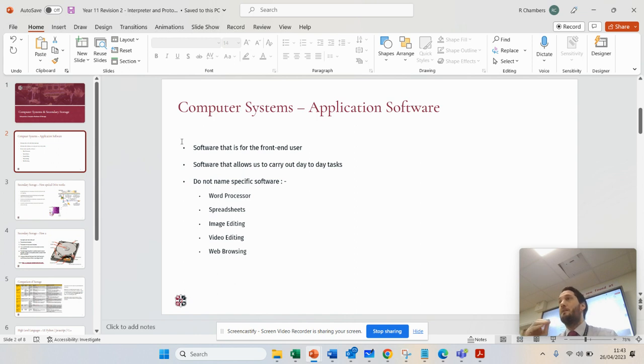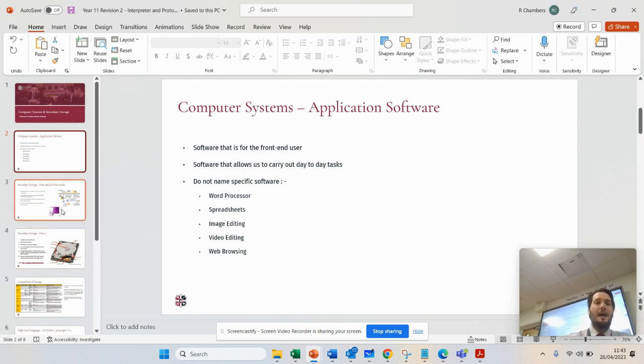But the names of the different pieces of software that you will use include word processors, which is for business documentation, spreadsheets for use of numbers, image editing if you need to change a photograph or add something to it. We've got video editing and web browsing. Now that's relatively straightforward. That's not what I really want to go into a lot of detail.